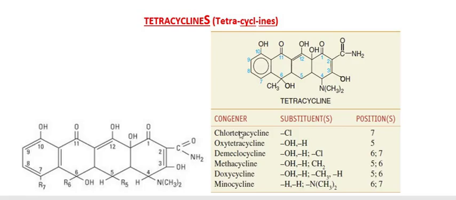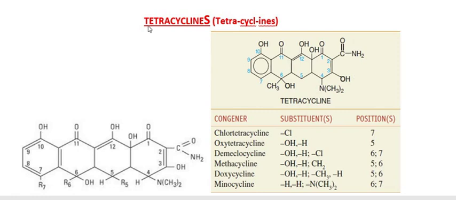So today I am going to discuss the antibiotic group tetracyclines. First we have to go through the name. Tetra means four. The antibiotics that belong to this group all have four rings, and they form a cycle. Therefore they are called tetracyclines.